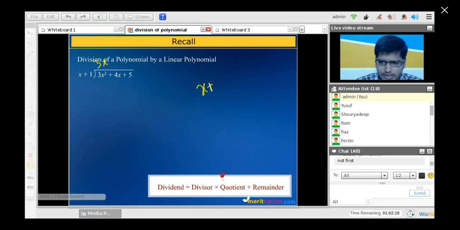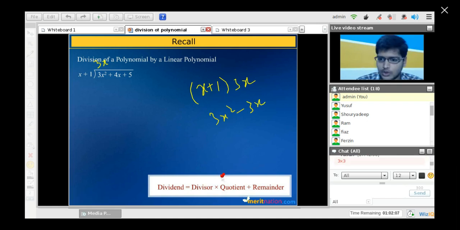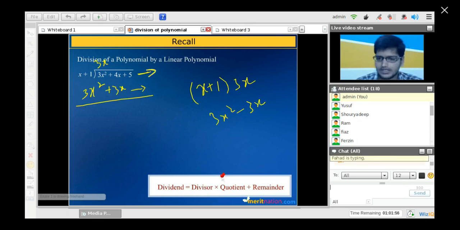Fahad, why not first one? What is wrong? I didn't get your question. x plus 1 into 3x is nothing but 3x square plus 3x. Nitika, we will come to that, don't worry. However, I'm solving it. There is 3x square plus 3x. Now, we need to subtract this from 3x square plus 4x plus 5. So for that, instead of subtracting, I'm just changing the signs over here.